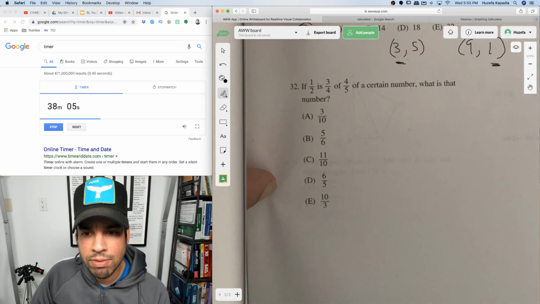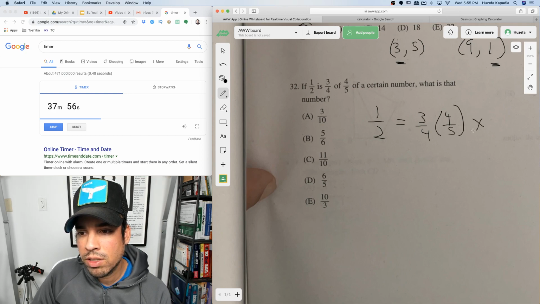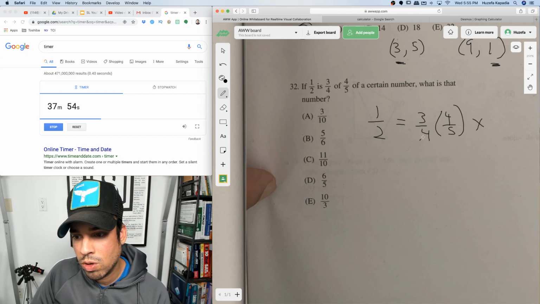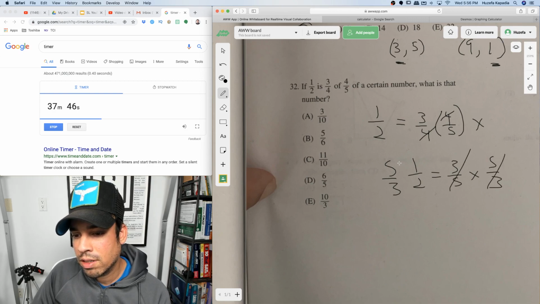If 1/2 is 3/5 of a certain number, what is that number? Immediately turn it into an equation. So 1/2 equals 3/5 times x. Multiply both sides by 5/3, which isolates x. 5/6 equals x. Done.